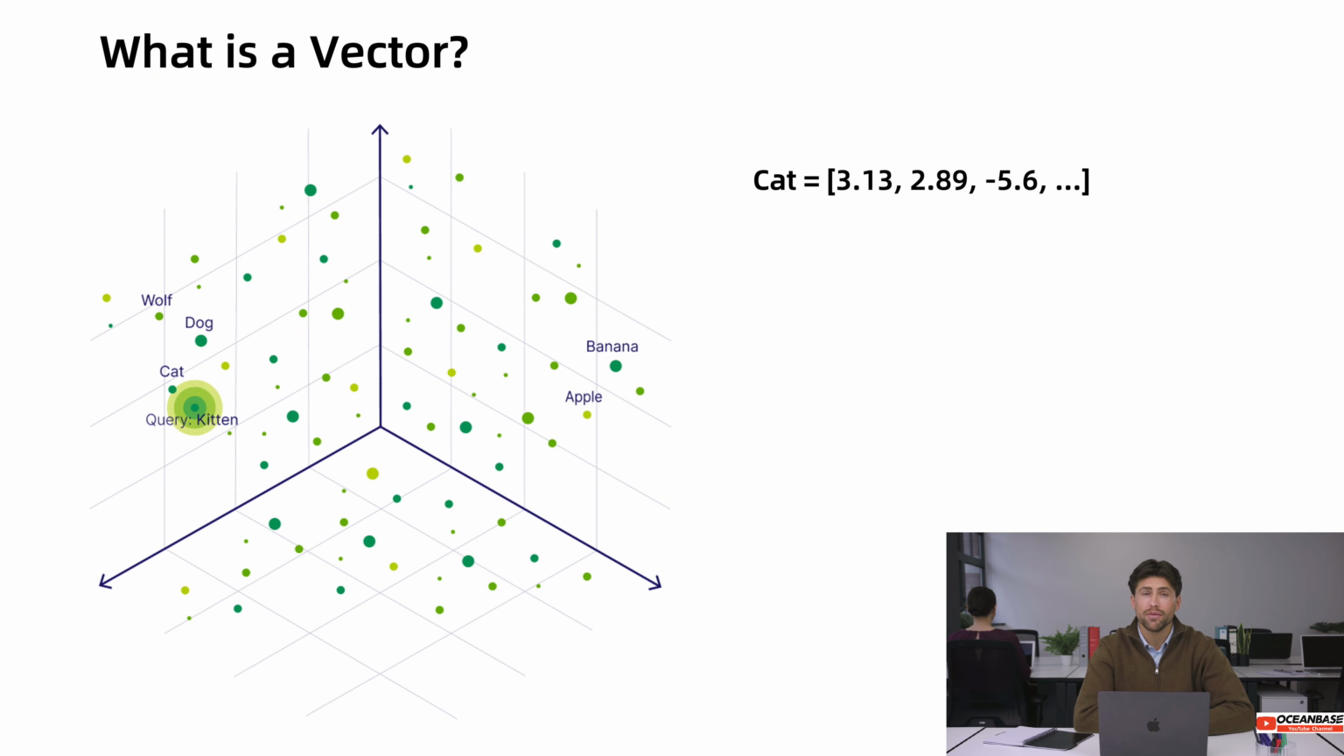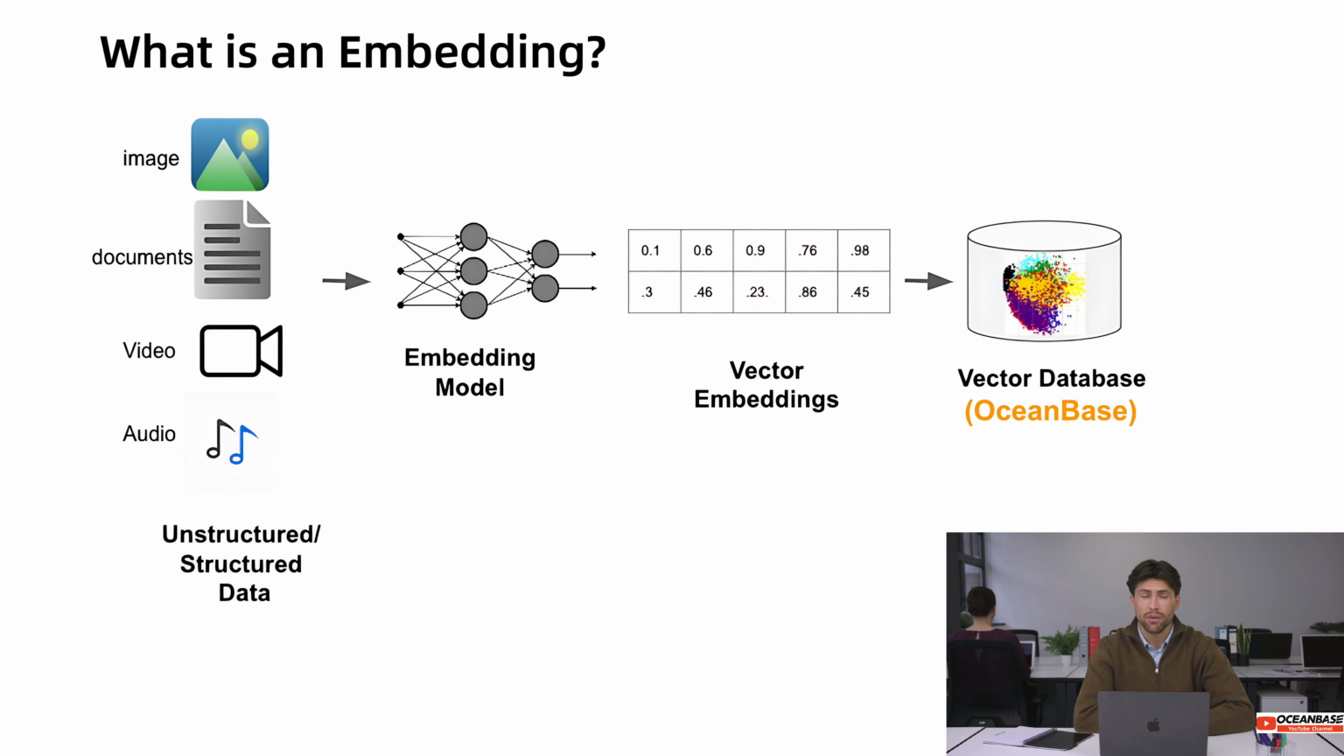For example, if you want to represent a cat in a way that a machine can understand, you could use a vector. The vector could contain values for features like the color of the cat, its size, or the shape of its ears. Each of these features corresponds to a dimension in the vector, and the values are the coordinates in those dimensions. Now, let's talk about embeddings.